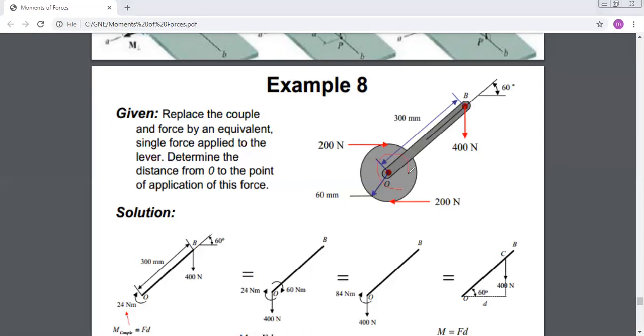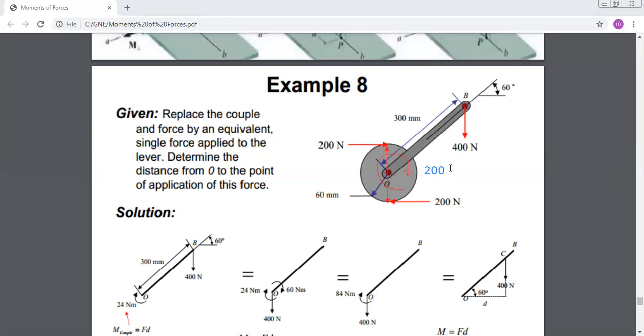In the clockwise direction, okay? Because look, I'm rotating like this. And the value of the couple is 200 times what? Times the distance between the two forces. The perpendicular distance between the two forces is equal to the diameter of the circle. It's equal to 120 millimeter or 0.12 meters.